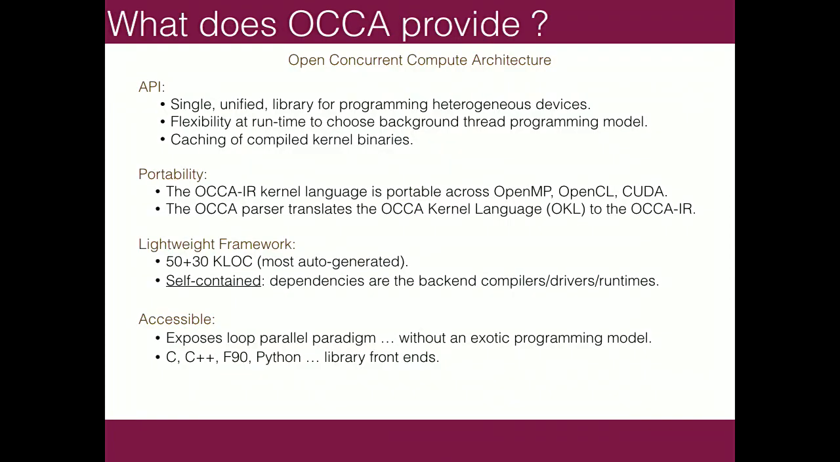So there's a single unified library. At runtime, you can choose which thread model you want to use. It's portable, it's lightweight, it's not a huge code. Self-contained, it has zero dependencies except for the compilers. That's all we need: access to the NVIDIA compiler, access to an OpenCL capable compiler, access to an OpenMP compiler.